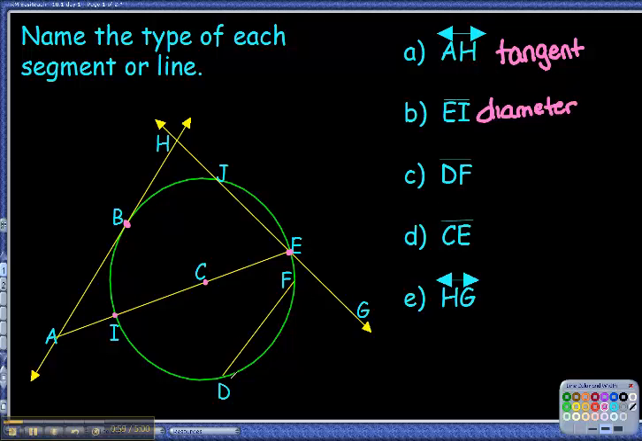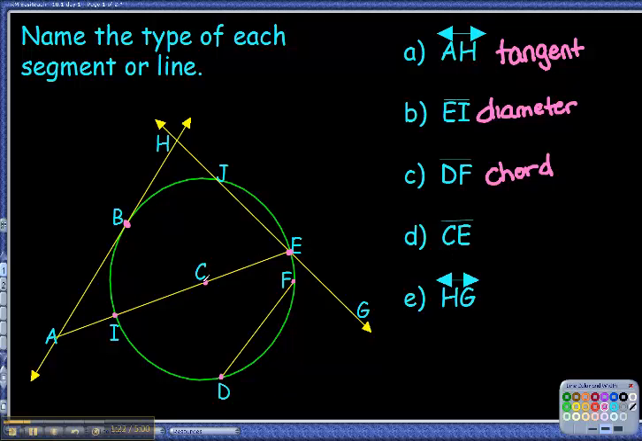Segment DF also has 2 points that are on the circle, but it does not contain the center of the circle. So when we've got a segment that has 2 points on the circle but not the center, that's just considered a chord. Now, the diameter is an example of a chord, but it's a very specific type of chord that we refer to as just the diameter.